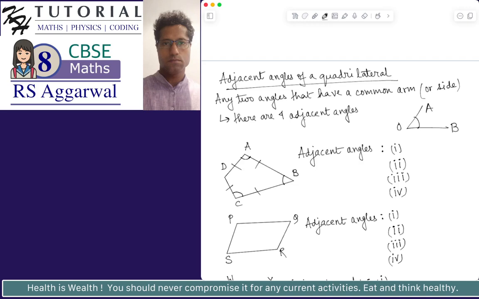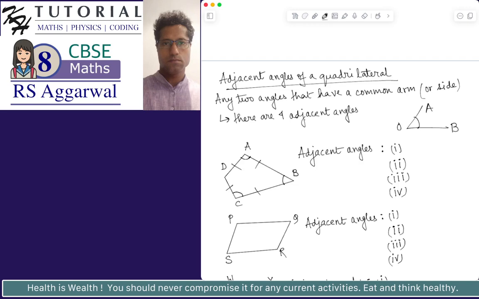So basically, every side of a quadrilateral has two endpoints, and those two endpoints are nothing but the vertices of the quadrilateral. And we know that all the interior angles are named after the vertices of the quadrilateral. So the two endpoints of any side give adjacent angles. As simple as that. If you consider side BC, it has two endpoints, the vertices C and B. So angle C and angle B are adjacent angles. Similarly, the side AB has two endpoints, the vertices A and B.